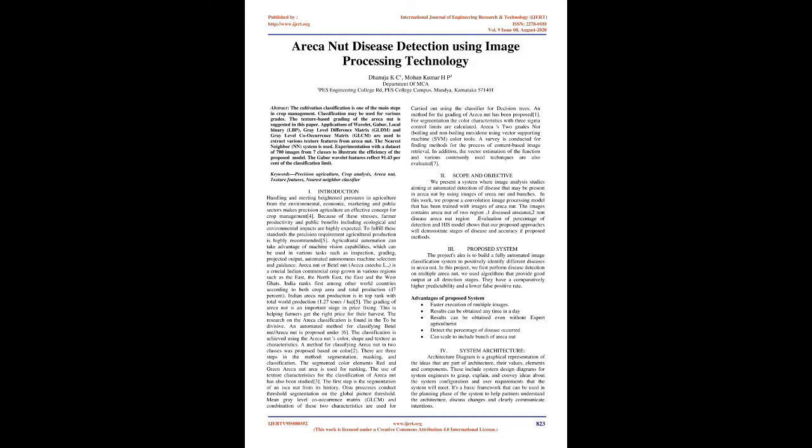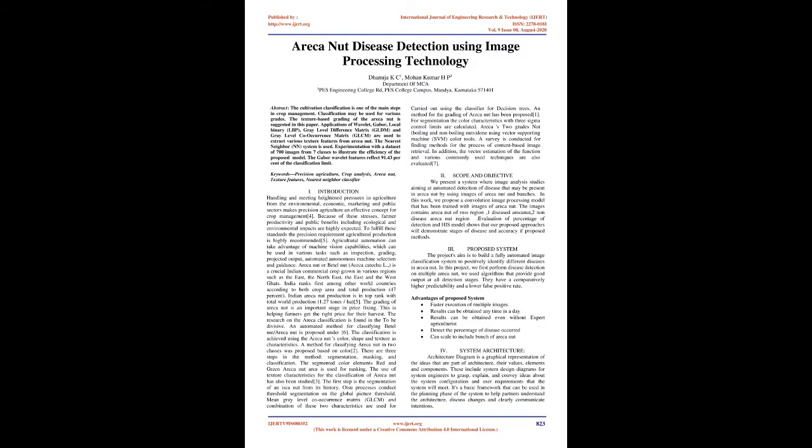A method for classifying areca nut into 2 classes was proposed based on color. There are 3 steps in the method: segmentation, masking, and classification. The segmented color elements, red and green, of the areca nut area are used for ranking. The use of texture characteristics for the classification of areca nut has also been studied. The first step is the segmentation of an areca nut from its background.